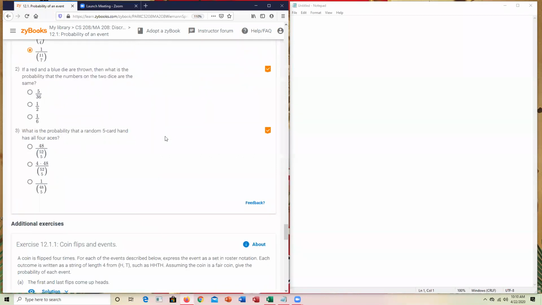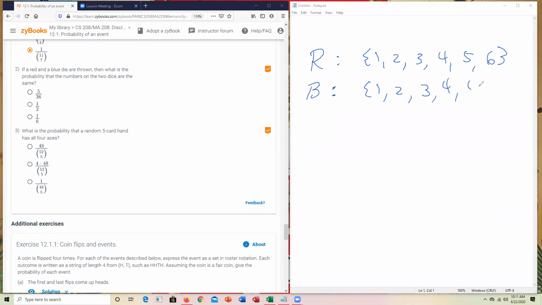Let's go to 2. Red and blue dice drawn. I did the complete chart in the other one, so I'm going to list this a little differently this time around. For the red dice, your possibilities are 1, 2, 3, 4, 5, and 6. For the blue dice, again, your possible outcomes are 1, 2, 3, 4, 5, and 6. There are 6 possible outcomes for each. If I take 6 times 6, the denominator is 36 in this instance.